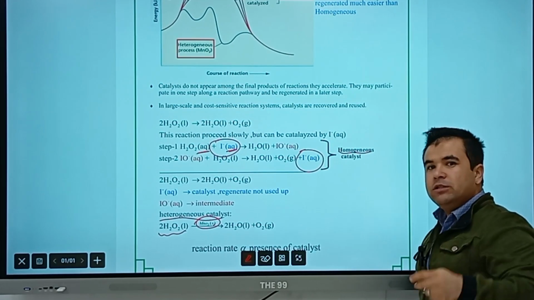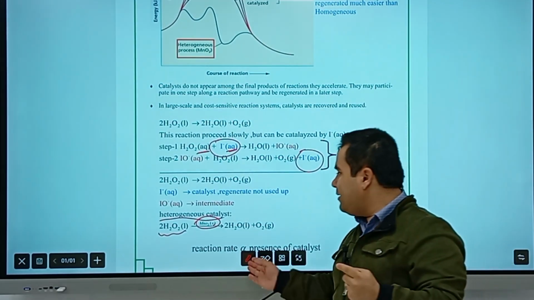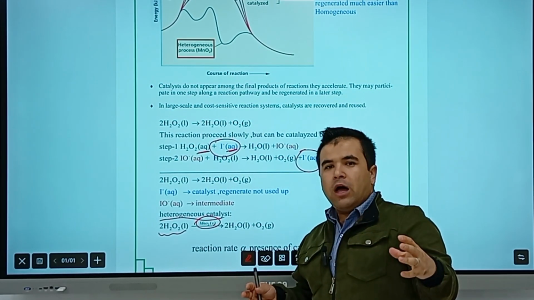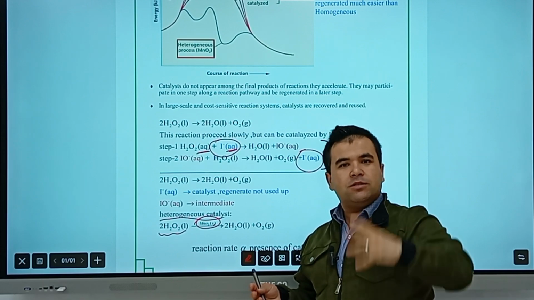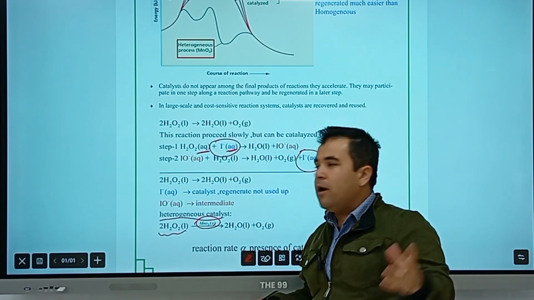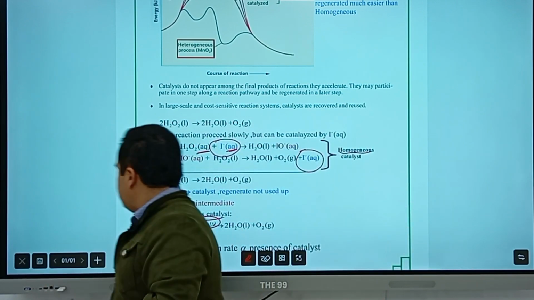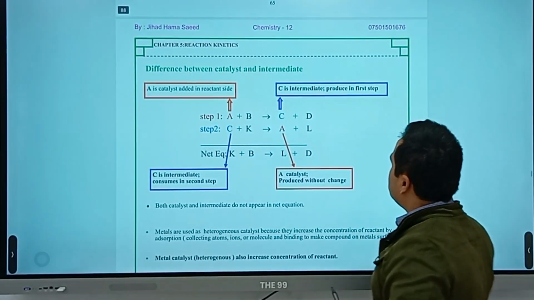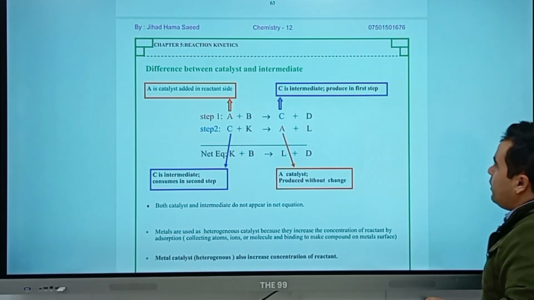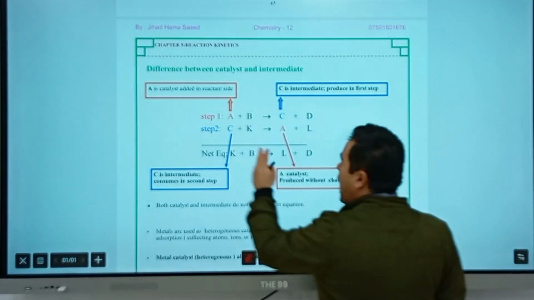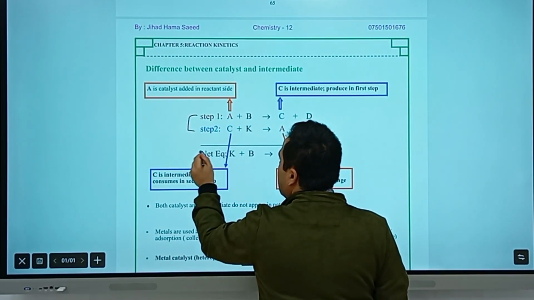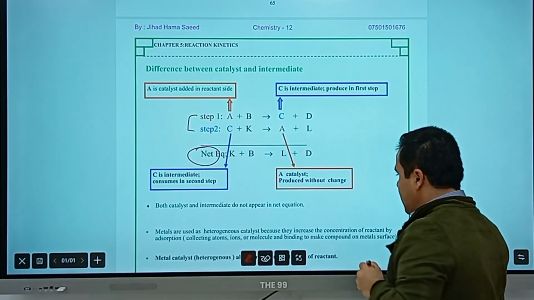We will be talking about the difference between a catalyst and an intermediate. They both appear in the mechanism, in the steps, but they disappear in the main equation. So let us talk about the differences between them, guys. Have a look here. We have two steps and the net equation.